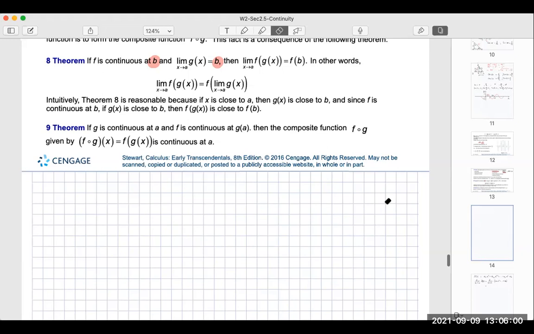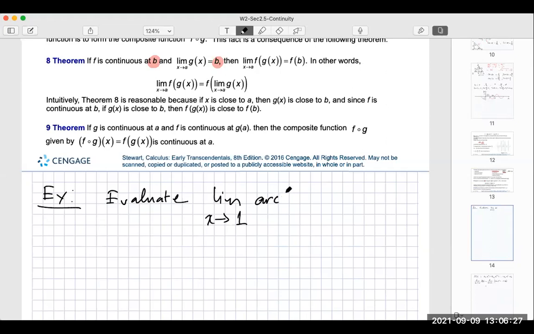Is it clear now? Okay. Let us do this example. Evaluate the limit when x approaches 1 of arcsine of (1 minus square root of x) divided by (1 minus x) here. Arcsine is the inverse function of sine.